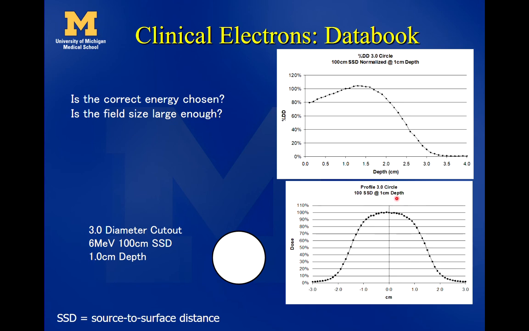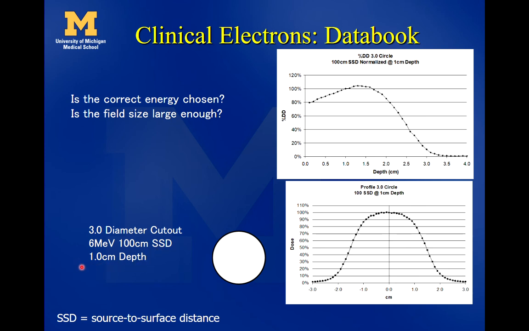And so we have all these data books. Every clinic should have, even in this day and age, an electron data book where it shows the percent depth dose and whether the correct energy is chosen and the field size is large enough, and things like that. In our clinic, we have these tiny little cutouts, and the tiny cutouts are kind of a problem for the dosimetry. So we have a whole data book full of small cutouts, and in this one we have a 3 centimeter diameter cutout, a 6 MeV electron beam, and 100 SSD.